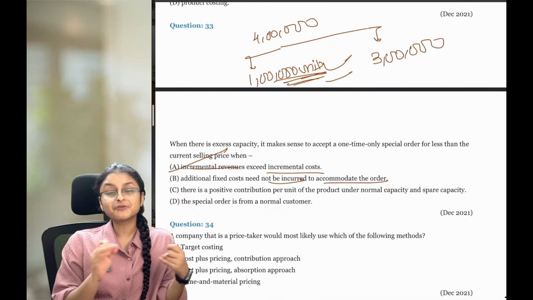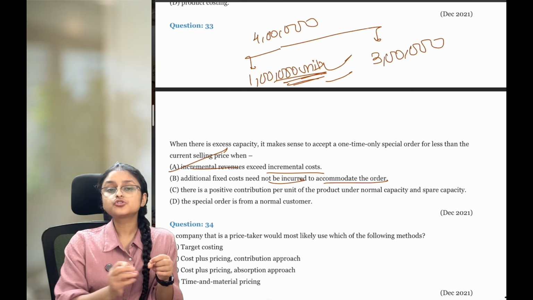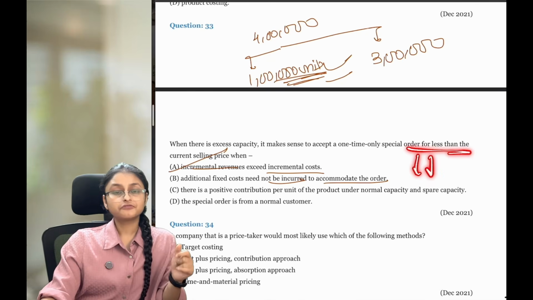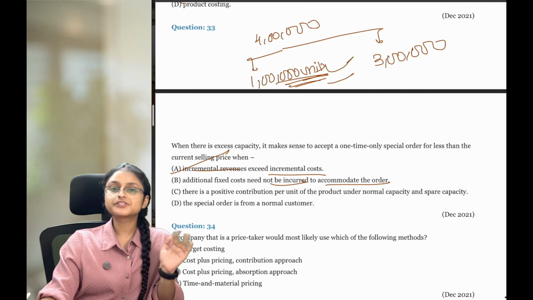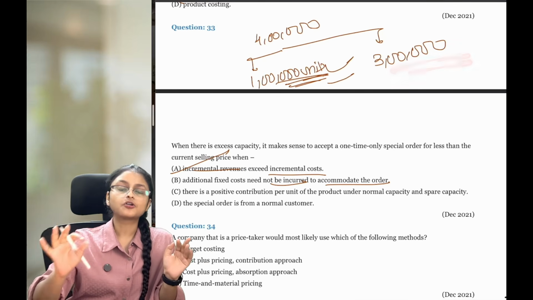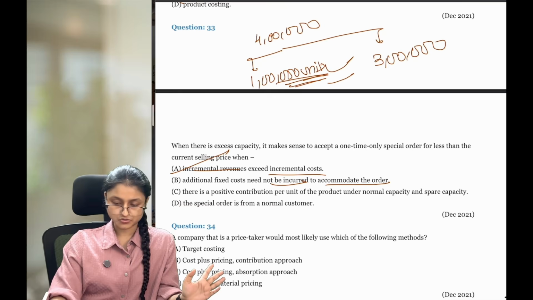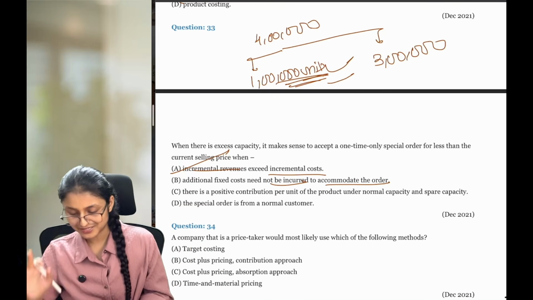The special order is from a normal customer. From a normal customer, if I'm getting any special order, then you should never accept that. Why? Because you are reducing the selling price. If you reduce the selling price for your normal customer also, you'll not be able to sell these units at normal prices from the next time. You have to reduce all your prices. Hence, this is not at all a preferable situation. So the preferable situation is when incremental revenue is higher than the incremental cost.